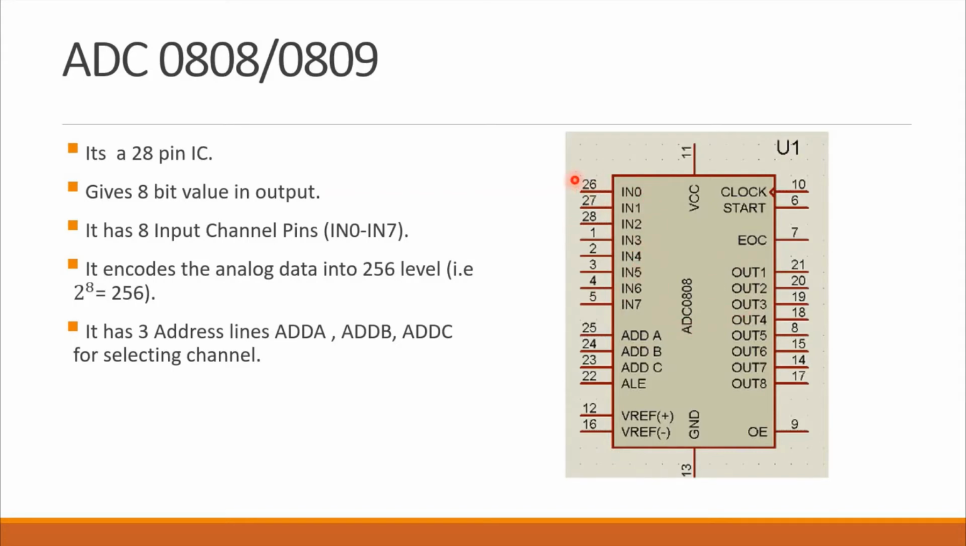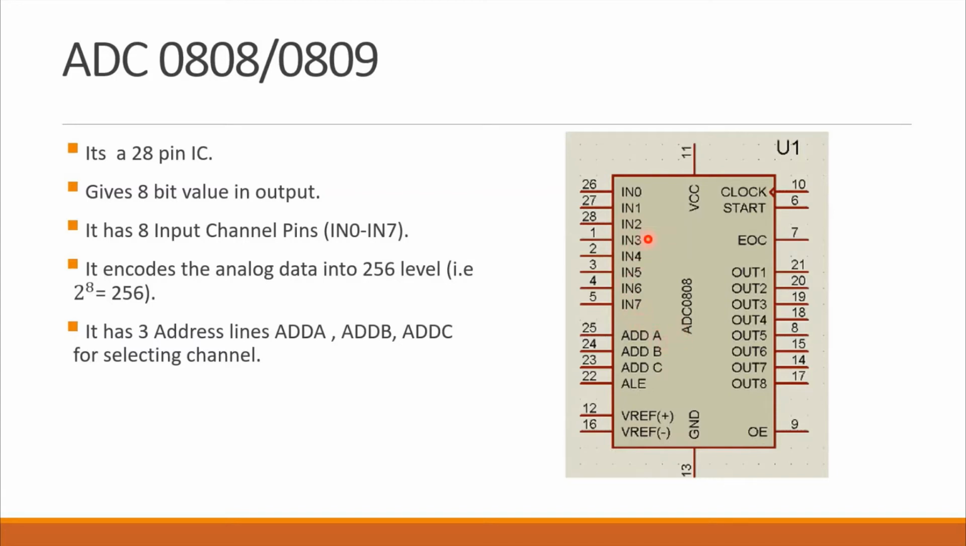Even though you can connect 8 channels at a time, processing will be done one at a time. So whichever sensor is connected at IN0 is, let's suppose, processed first, and you will get a digital equivalent of that value on the output. Then IN1, then IN2, that way it will proceed.